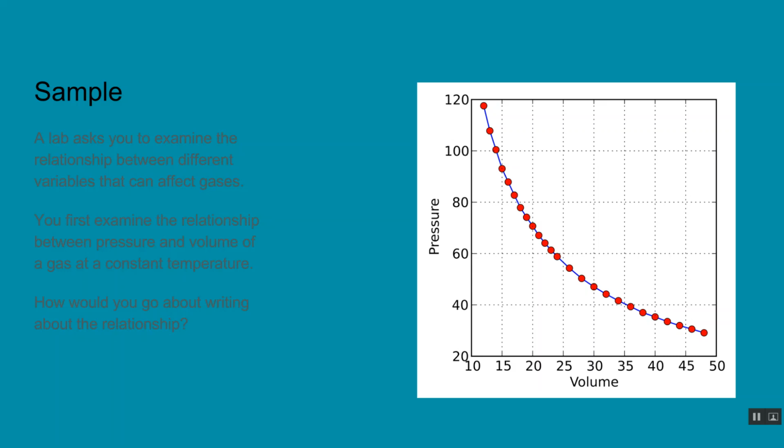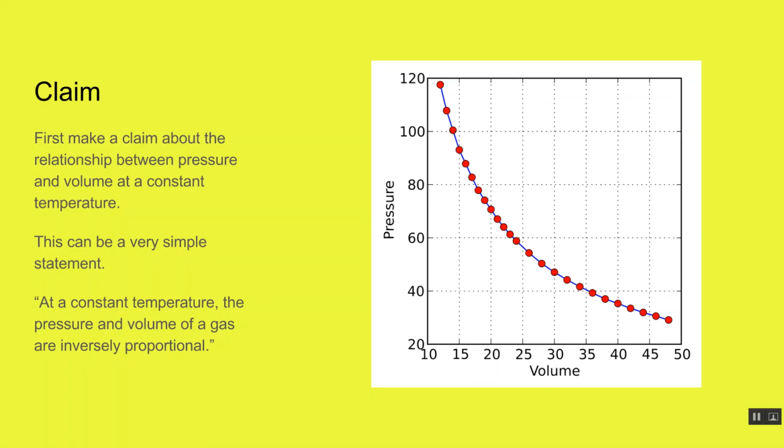Let's say that you have a lab where you're examining the relationships between different variables for gases. The first one that you examine is the relationship between pressure and volume of a gas at constant temperature. On the right, you see a graph that was produced from the data collected in the lab. Let's look at how we can go about writing this relationship. First of all, we're going to make a claim about the relationship between the pressure and volume at a constant temperature.